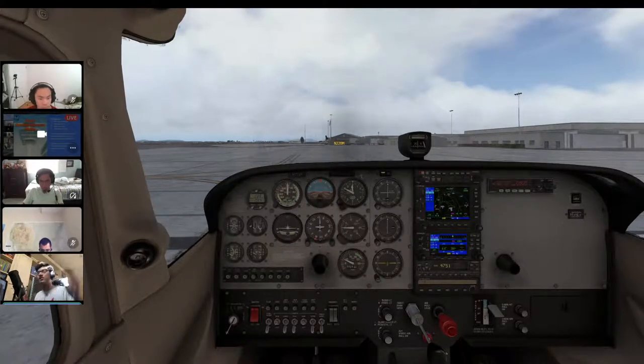So first thing I want to do, obviously, is request our clearance. And let's follow the formula. Who are we talking to? Oakland Ground. We're at Oakland today. Unfortunately, there's no clearance frequency on here, so normally we'd be talking to clearance to get this, but for right now, we're going to be talking to ground.